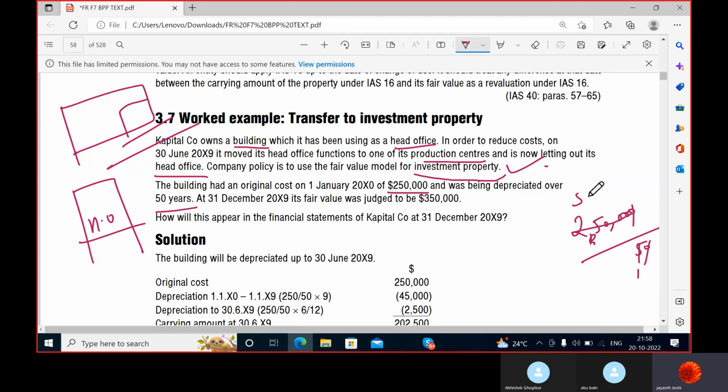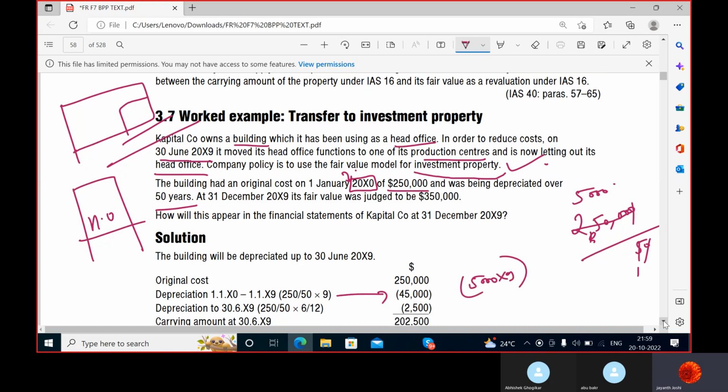So the depreciation is 5,000 per annum. This is like 9 years, so this property they have been using for 9 years, and they bought it on January 1st 2010, but they want to let out this one on June 30, 2009. So what's the depreciation till date? For 9 years, exactly 45,000, that is 5,000 into 9.